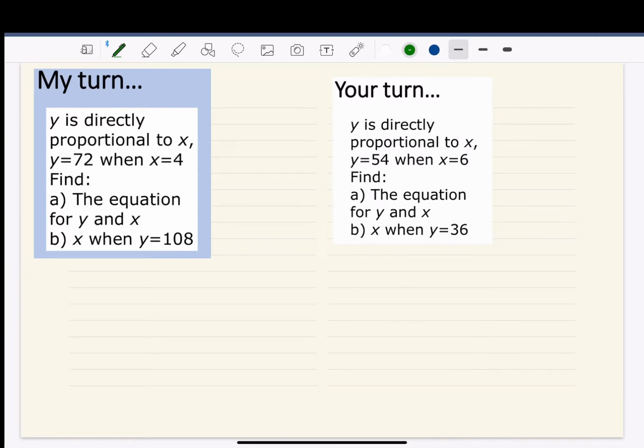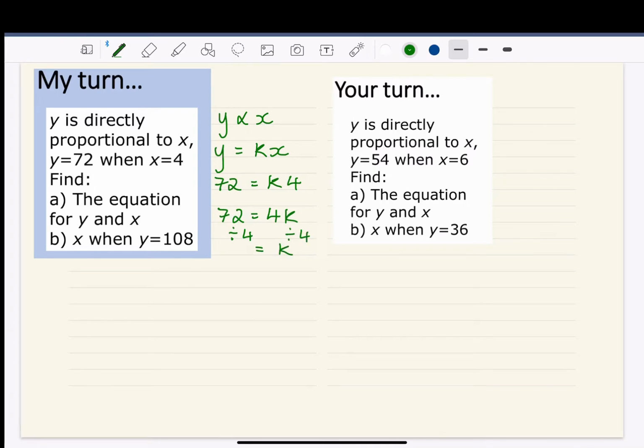set of questions. We know they're directly proportional, so we start with the same base equation, y equals kx. I know y is 72 when x is 4, writing it in both ways, as they are the same thing. Then I'm going to divide through by 4. I know that's going to give me k equals something.